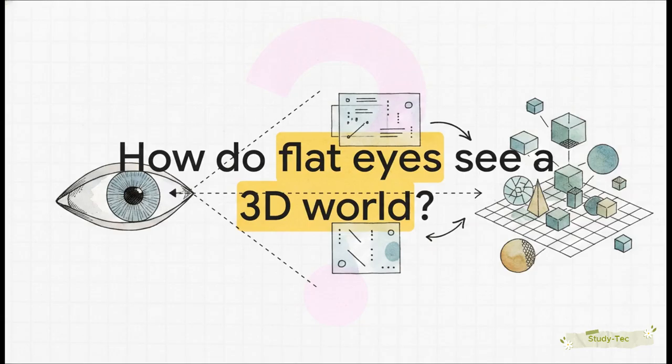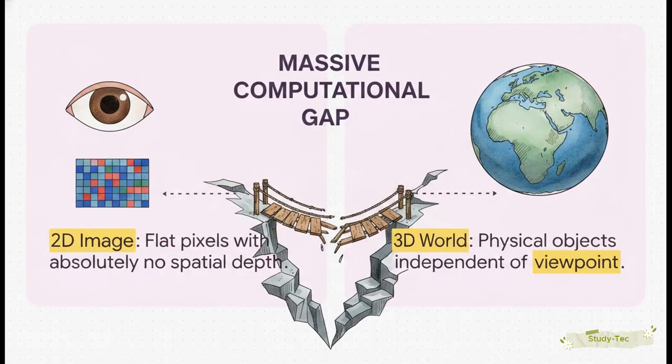Mathematically speaking, a flat image could represent an infinite number of 3D realities, right? It could be a tiny object up really close or a massive object miles away, and yet your brain instantly and consistently settles on the correct one. This setup perfectly illustrates the massive computational gap we're actually dealing with here.